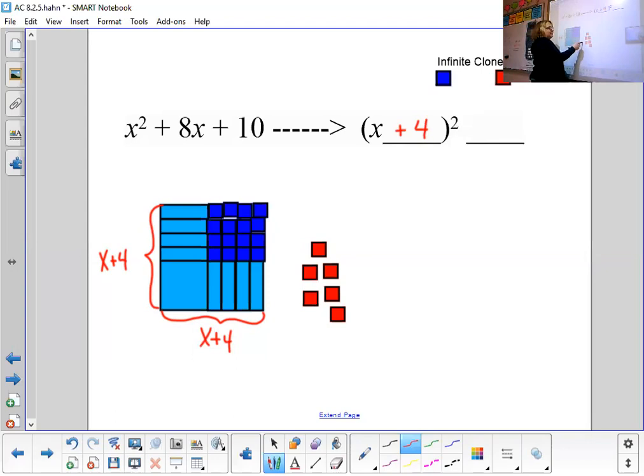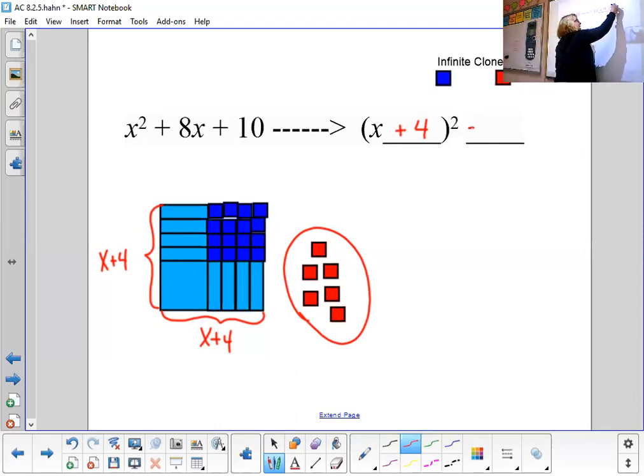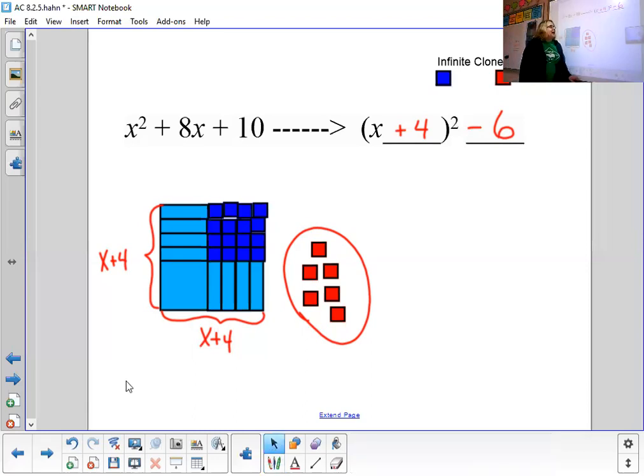And then what do I have on the outside here? 1, 2, 3, 4, 5, 6. And these are negatives, so I would say minus 6. And there's my vertex form. And guess what this is called? Completing the square, because I built a square and I completed it. That's the name of your notes for today, yes.